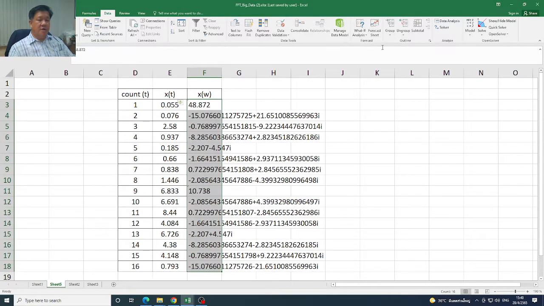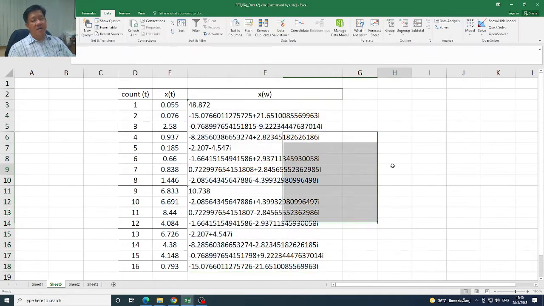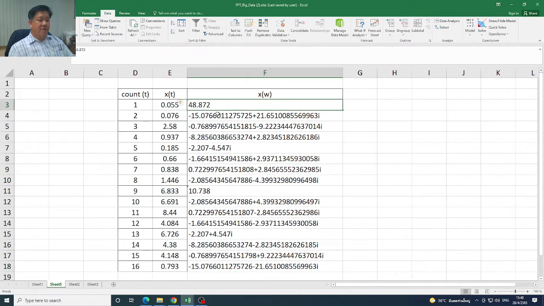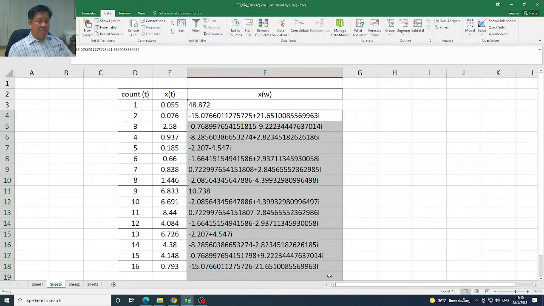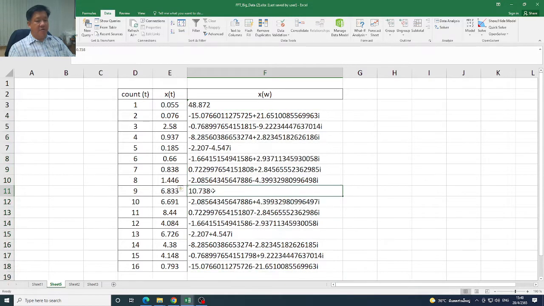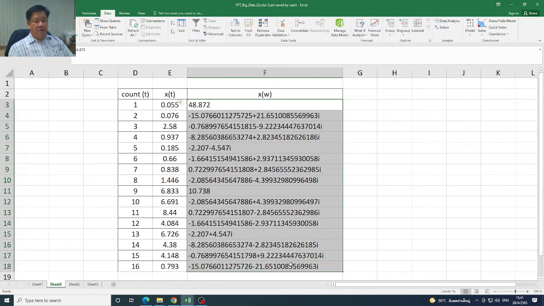So once you click OK, this is the result of what we call the fast Fourier transform. You can see that the first number is the exact number, but the remaining numbers become, some of them are pure real numbers, but some of them are complex numbers. Most of them are complex, and you can see the notation i here. i is the square root of -1, according to the formula.